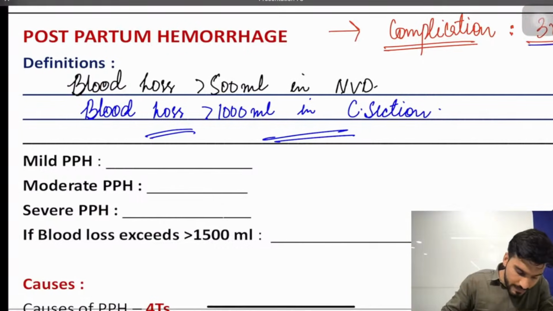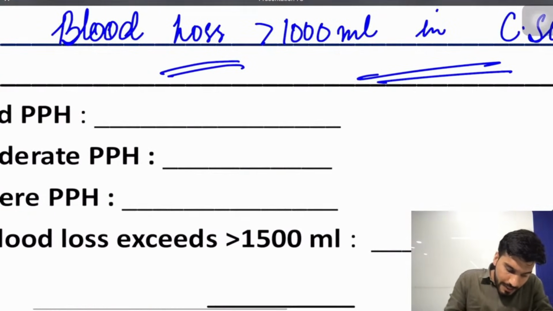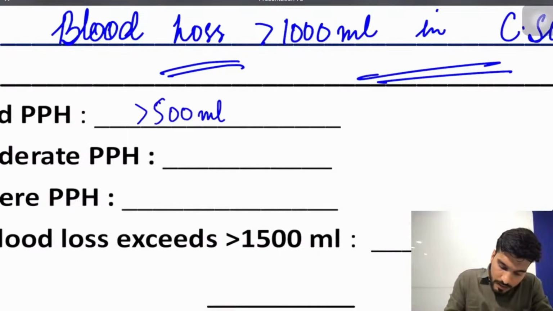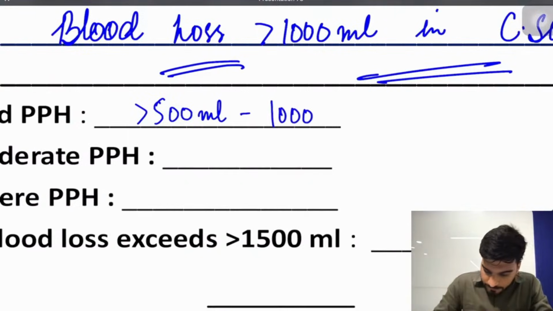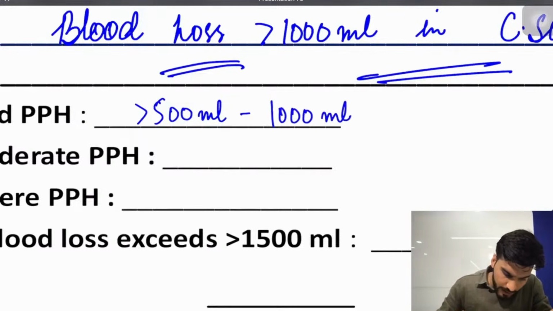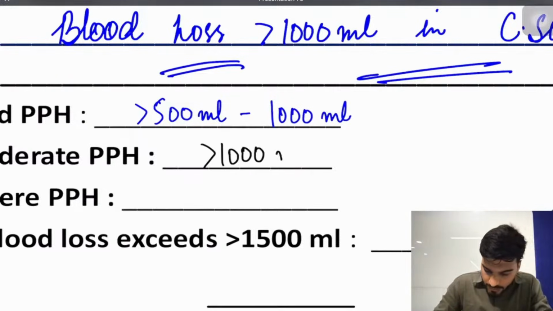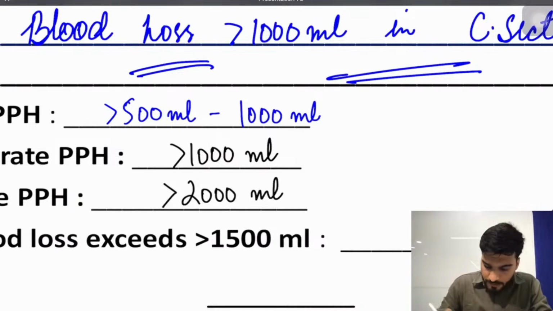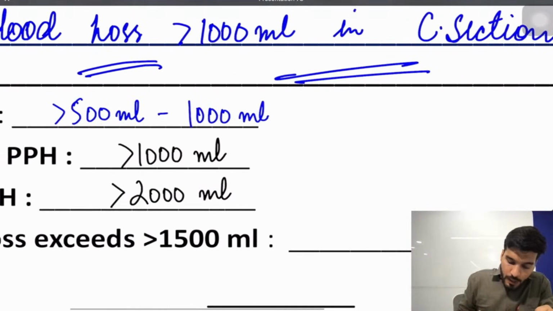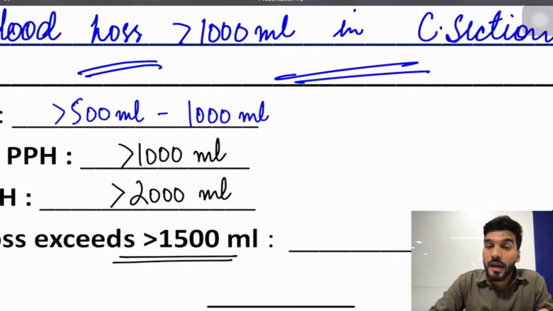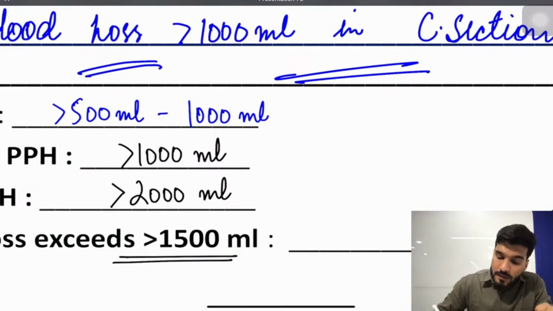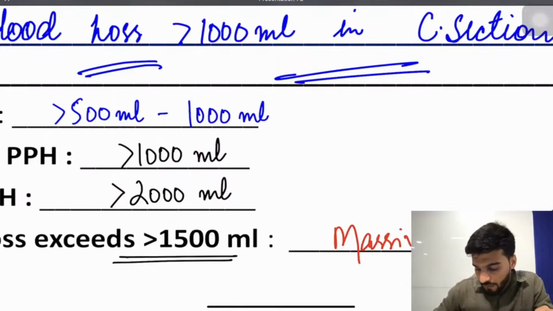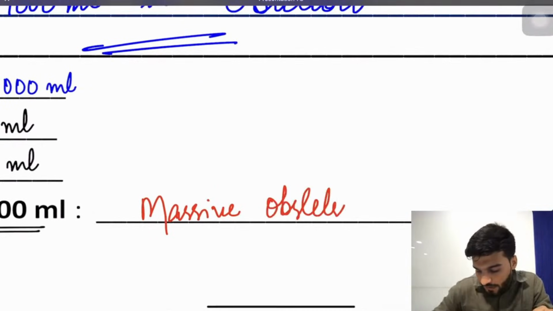Depending upon the amount of blood, we can discuss mild, moderate and severe. Mild PPH is more than 500 ml till 1000 ml. Moderate PPH is more than 1000 ml. Severe PPH is more than 2000 ml. So more than 500, more than 1000 and more than 2000 ml depending upon the blood loss. Now if the blood loss exceeds 1500 ml, we call it massive obstetric hemorrhage.